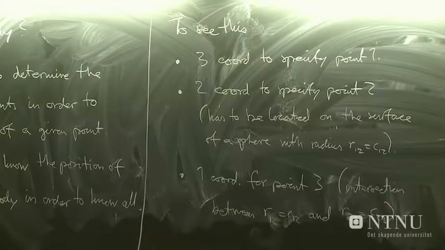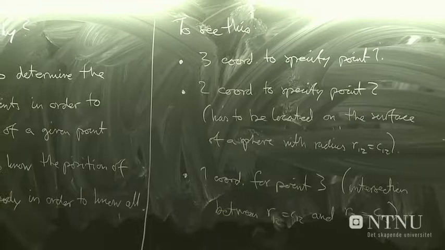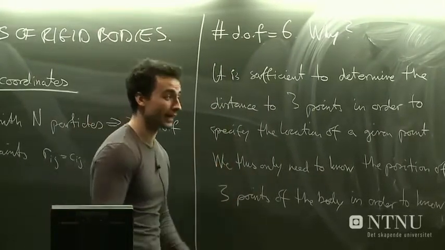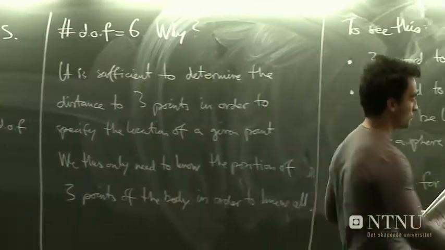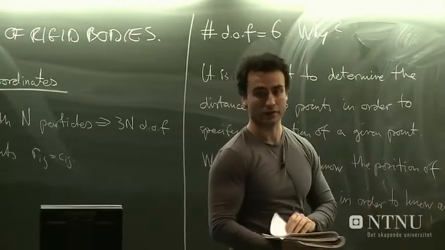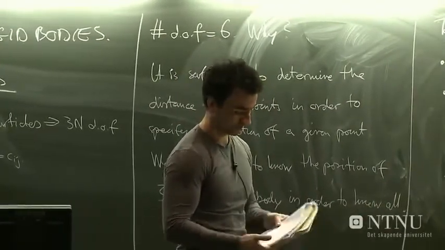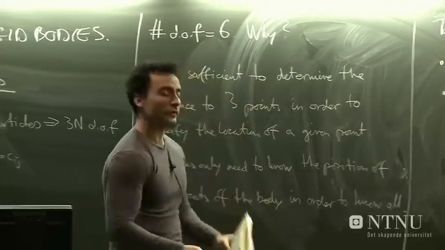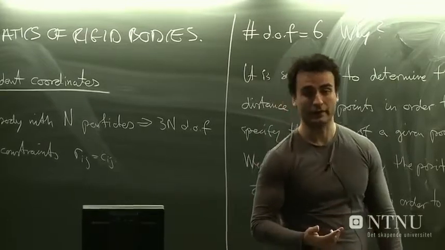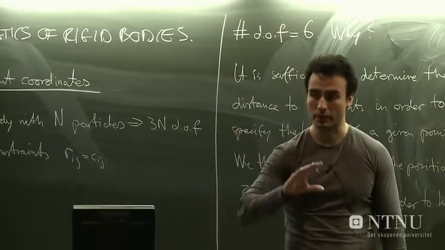So there are, as stated, 6 degrees of freedom to determine for any rigid body. And that's better than 3n, which can be quite large. So moving on to the question of what types of coordinates are good to use to describe such a system.